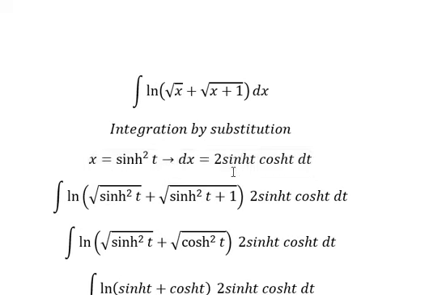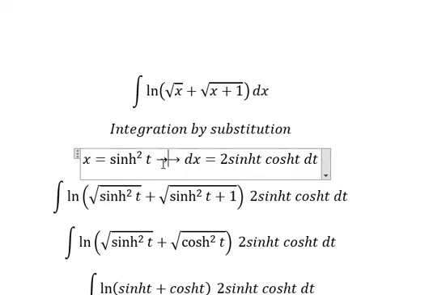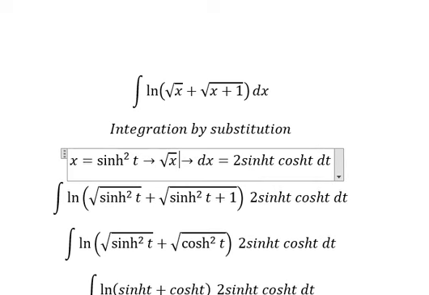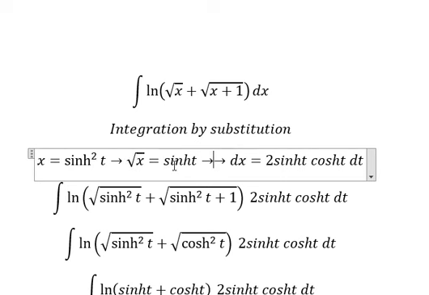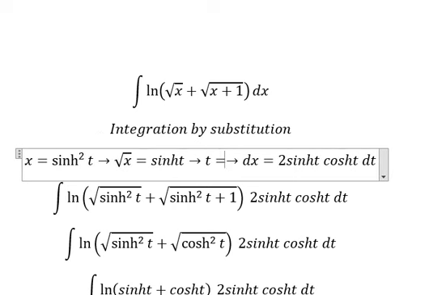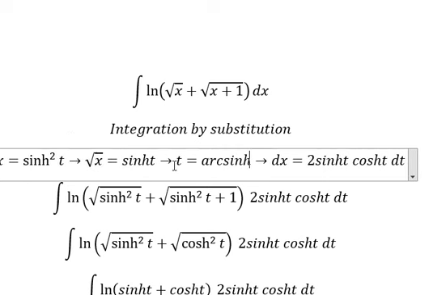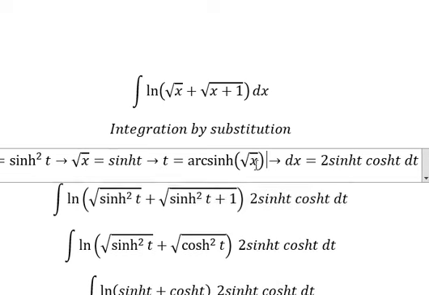About t, that is this one. So we put the square root for both sides, and we have the square root of x equals sinh t, and we have t equals arcsinh of the square root of x. So I will put this one to change for t.